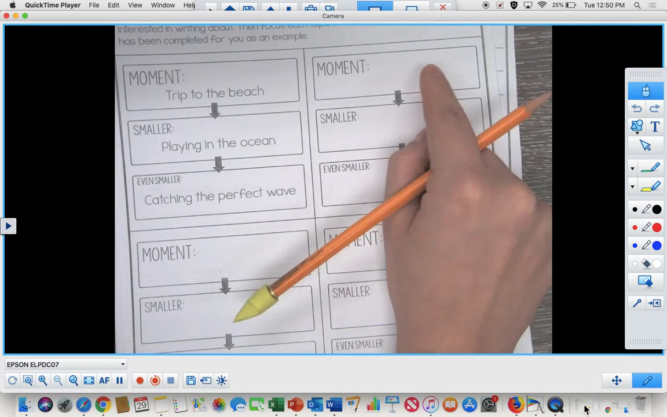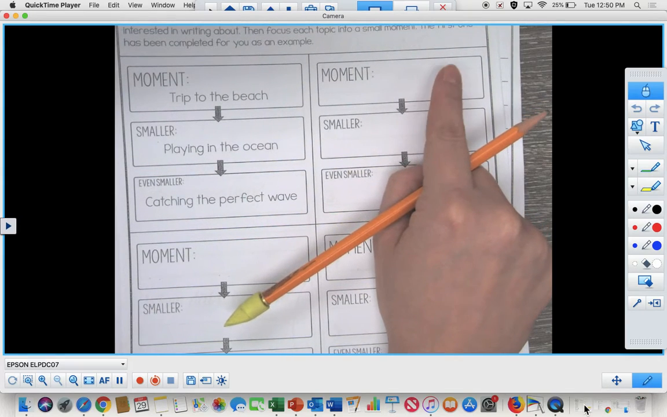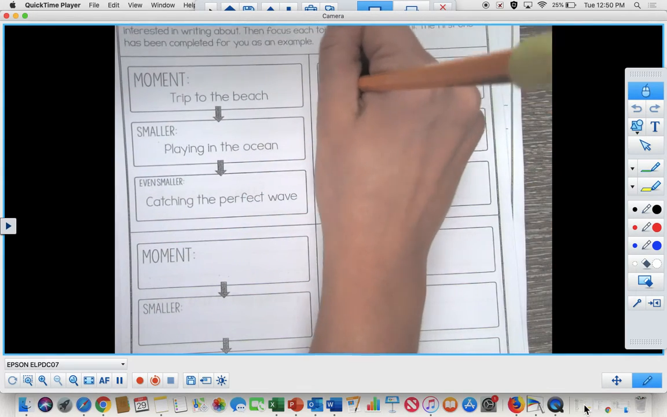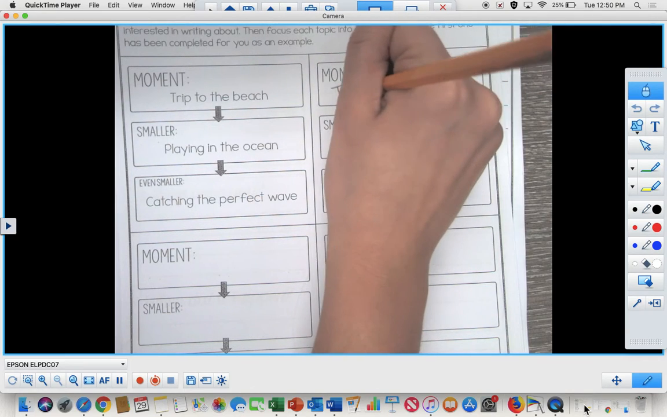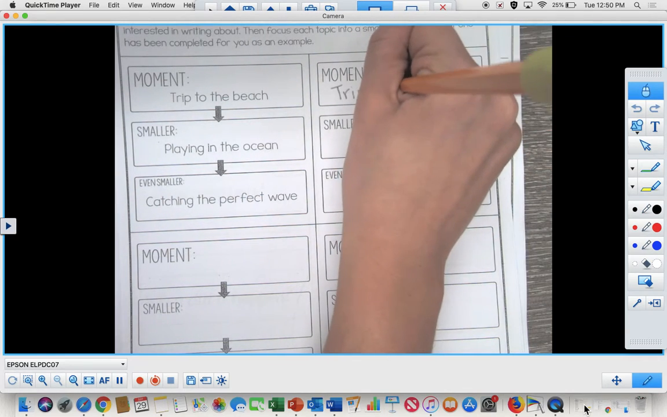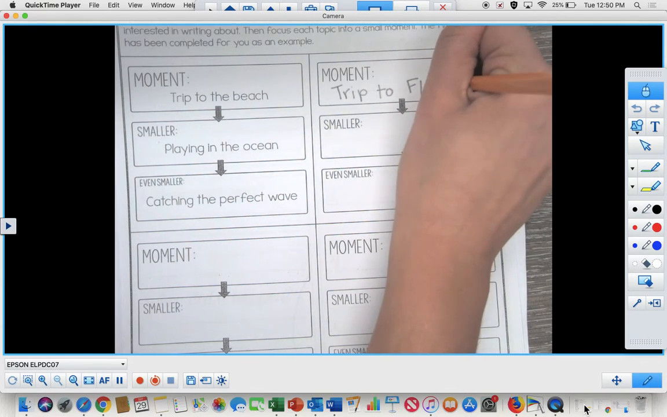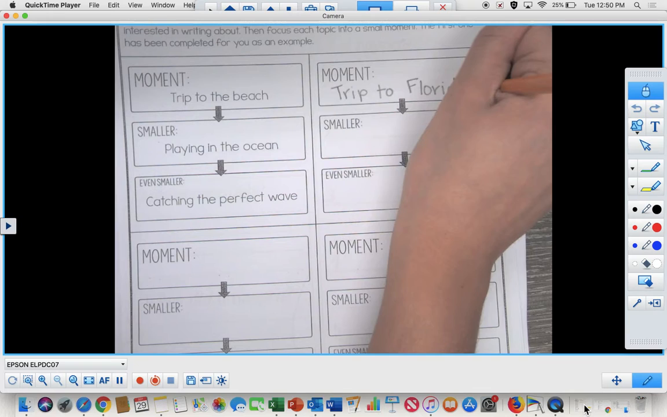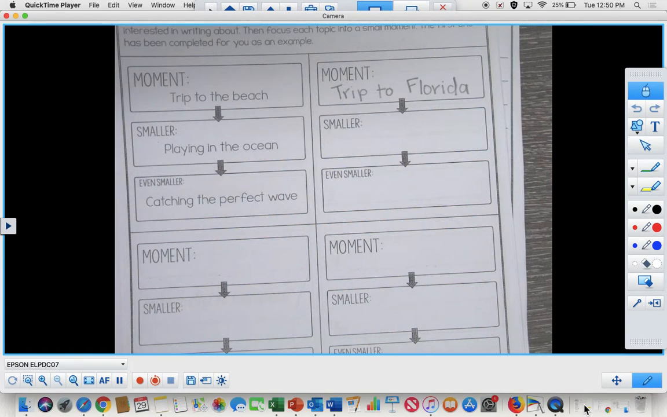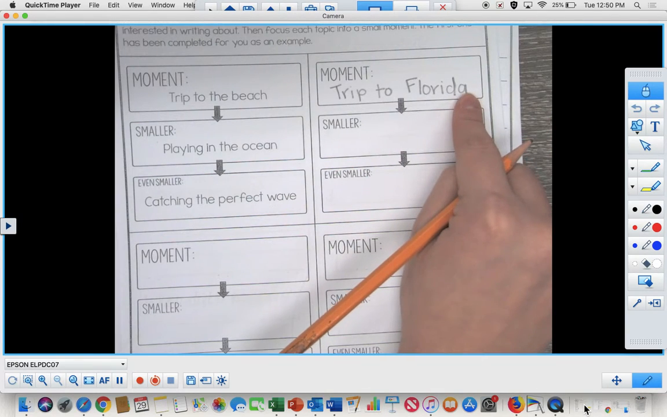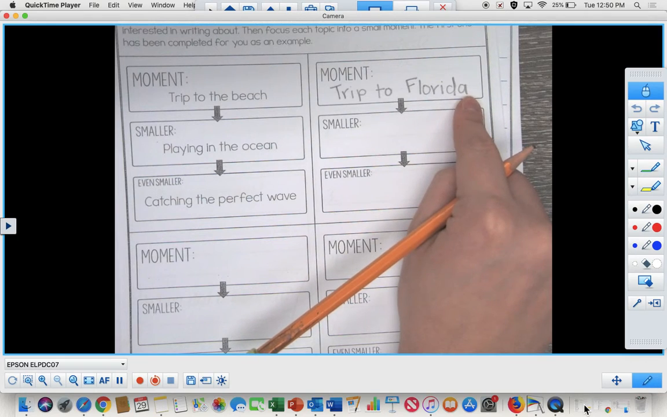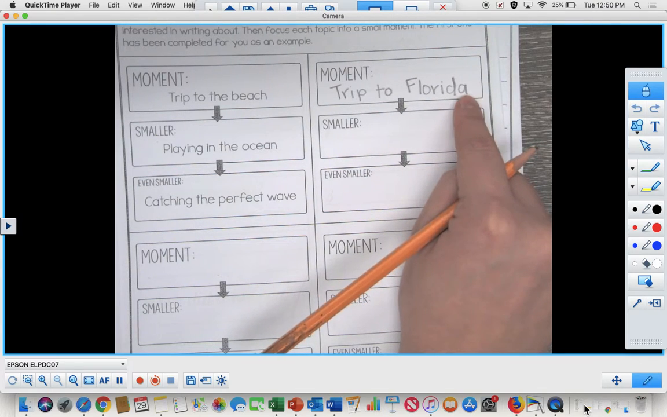We are going to use Miss Walsh as an example, and so my moment is going to be trip to Florida. I did a lot while I was in Florida. I was in Florida for an entire week, so a lot happened in a week, and it's just not going to be practical for Miss Walsh to write an entire story about her week in Florida and make sure that I go into lots of details.